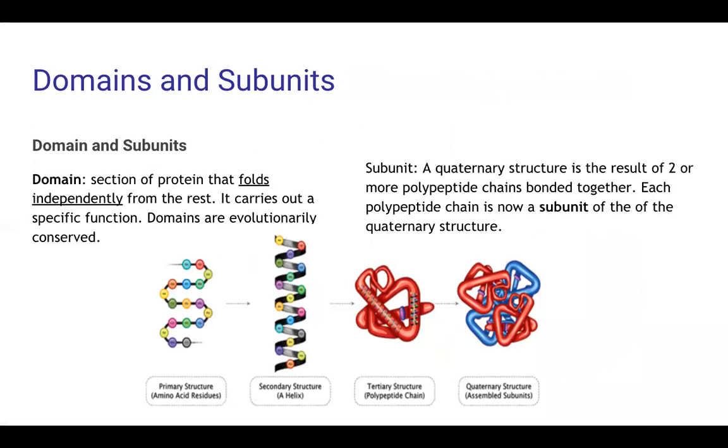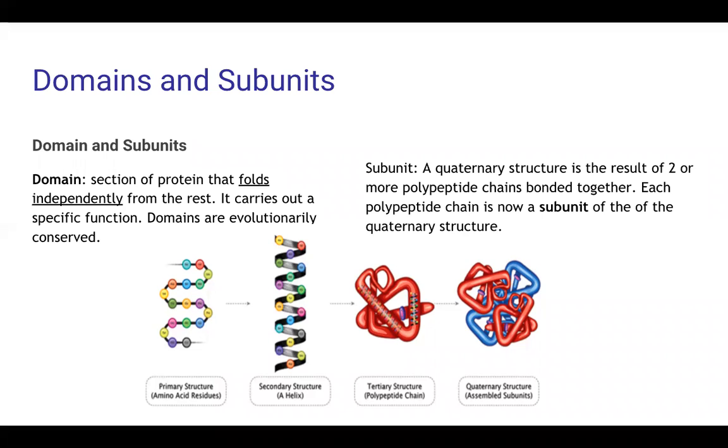Okay. And lastly, for this section, let's go over the difference between a domain and a subunit. A domain is basically just a section of a protein that folds independently from the rest of it. There could be multiple domains within a subunit.